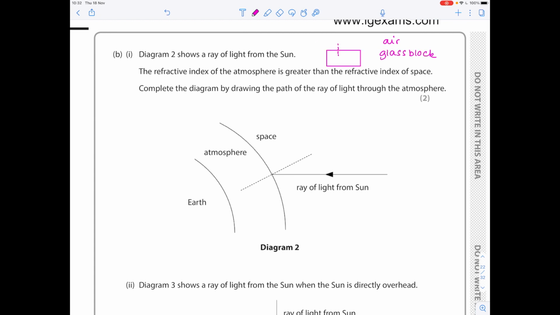I'm going to quickly draw a normal. So here's our incident ray. And then remember, as it enters something with a higher refractive index, such as the glass block or the atmosphere in this case, it bends towards the normal, which looks like that. So we just need to show that taking place here. So the ray would usually carry on here if it wasn't changing material. It needs to bend towards the normal.